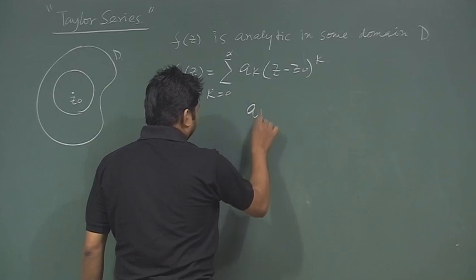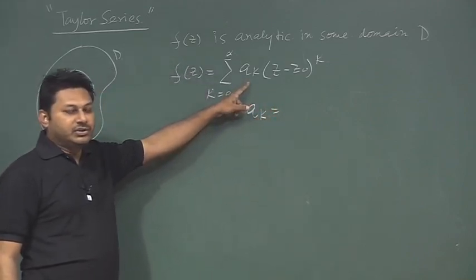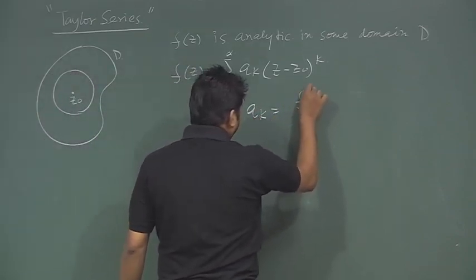Where a_k is a coefficient, which is a characteristic coefficient. So, this characteristic coefficient will be this.